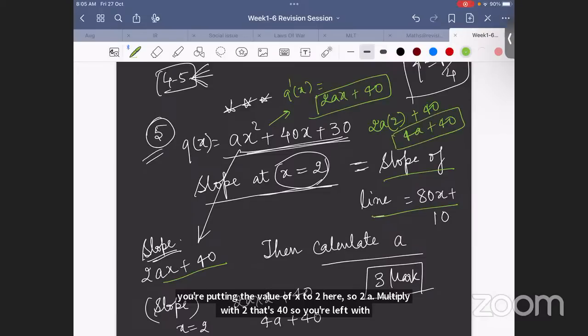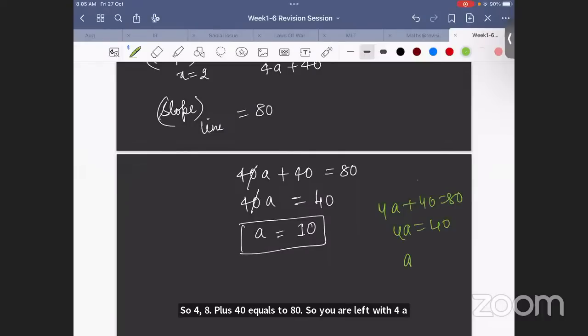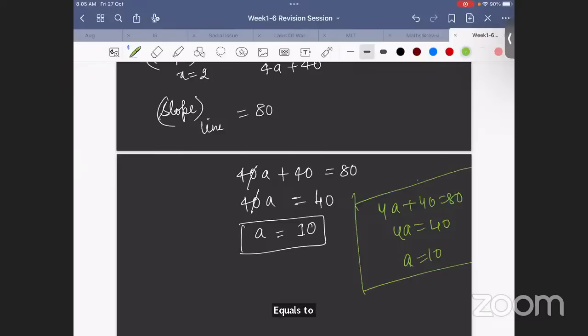Okay, and what is the slope of the line? 80. Okay, now you can equate it. So 4a plus 40 equals 80. So you're left with 4a equals 40, a equals 10. Is it clear? Yes, sir. It's clear now.